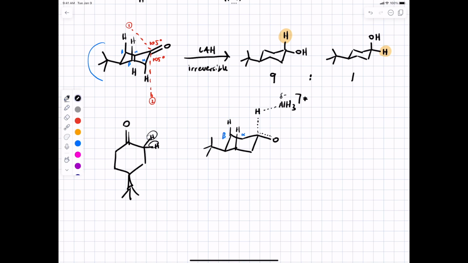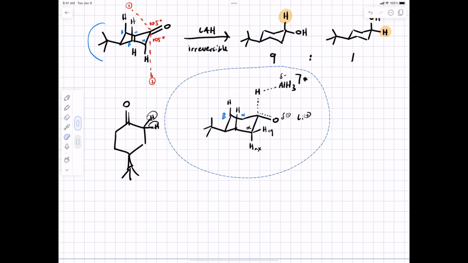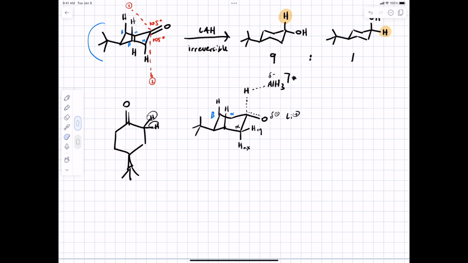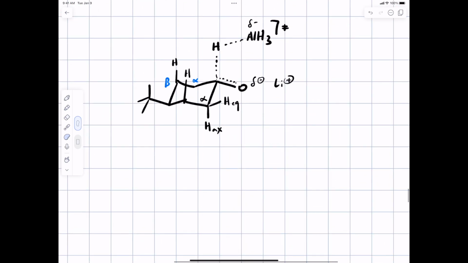And then I'm also going to draw, at least on this side, the alpha protons. And you've got axial versus equatorial alpha protons. So in this transition state from the top face of the molecule, let's look into the types of steric problems that are being introduced.